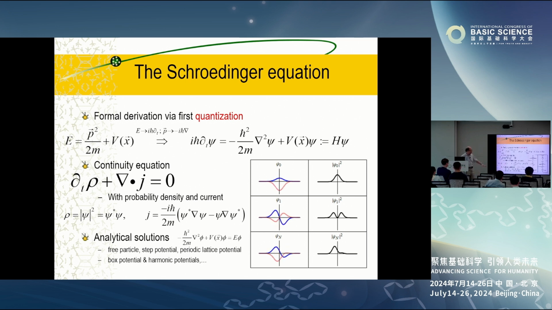given V, like a free particle, or a step potential where V equals 0 here and 1 there. Or a periodic potential, like a Bloch wave, or a box potential on a given domain omega: inside is 0, outside is infinite, corresponding to solving this equation on a bounded domain with zero boundary condition. Or a harmonic potential, the harmonic oscillator, where V of x is taken as x² over 2.